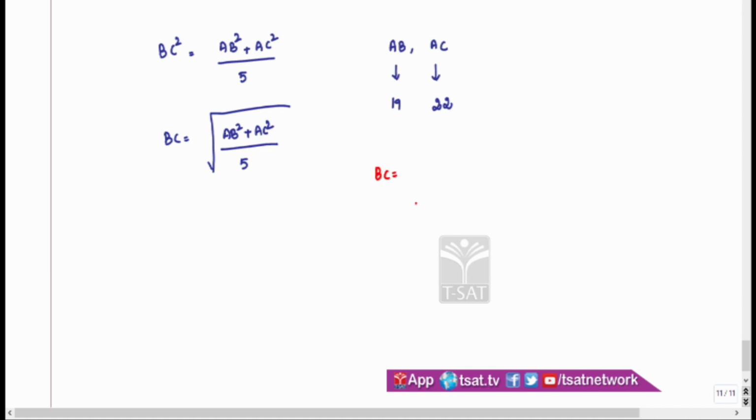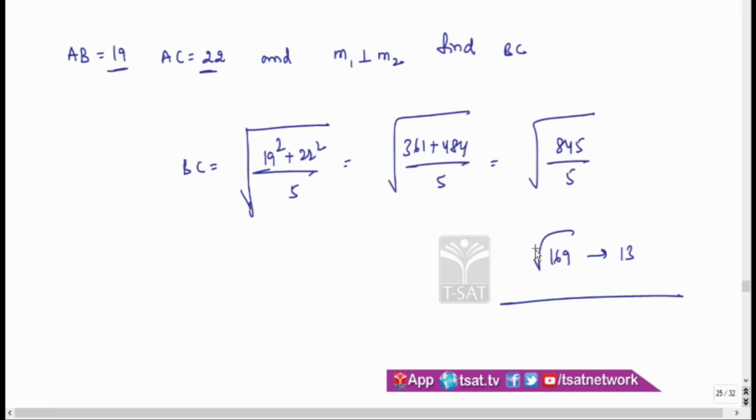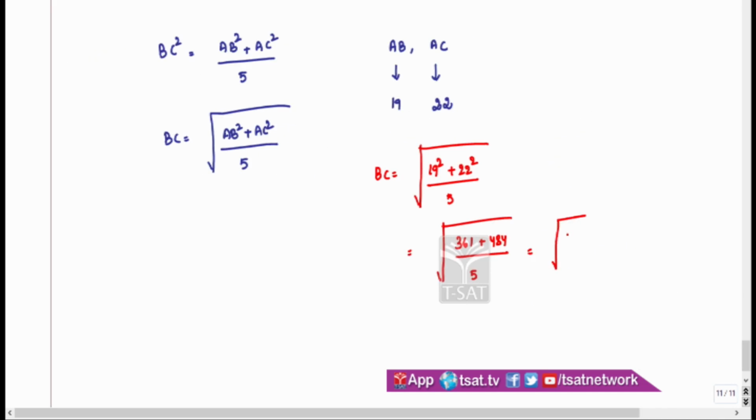BC is equal to under root of (19 square plus 22 square) divided by 5. 19 square is equal to 361, 22 square is 484. Under root of 845 by 5, which is equal to under root of 169, which is equal to 13.